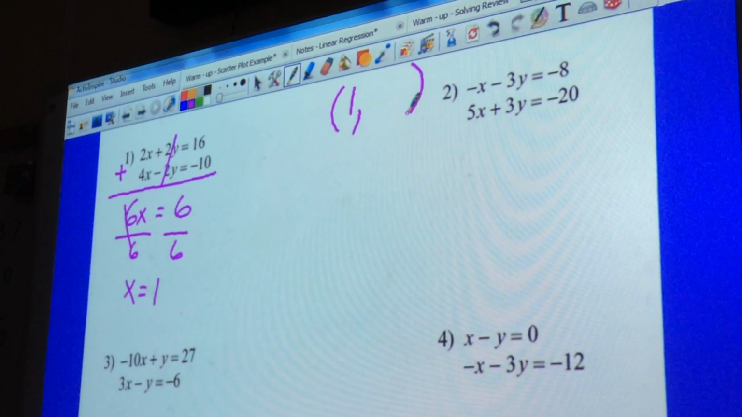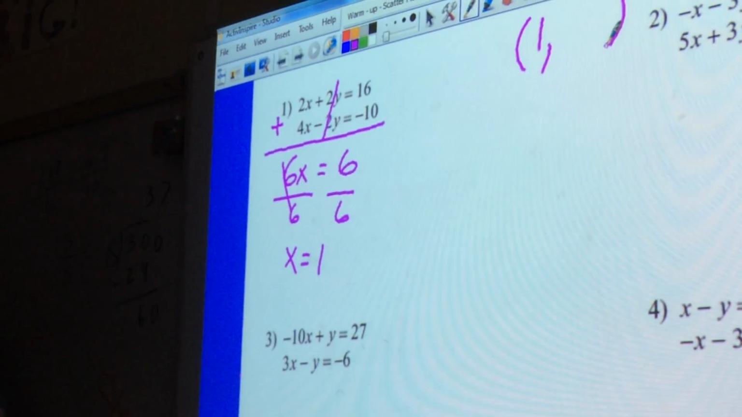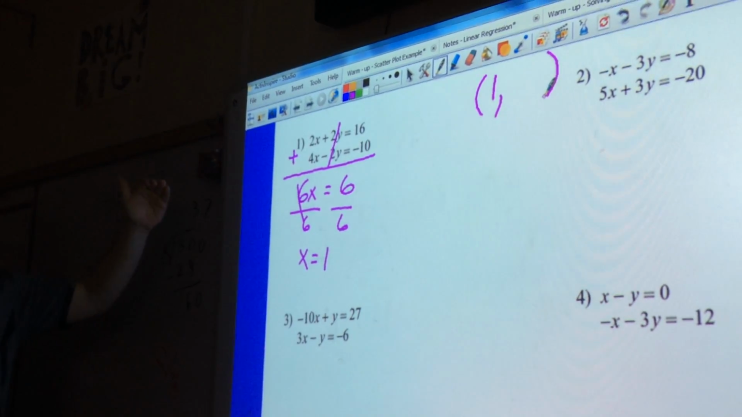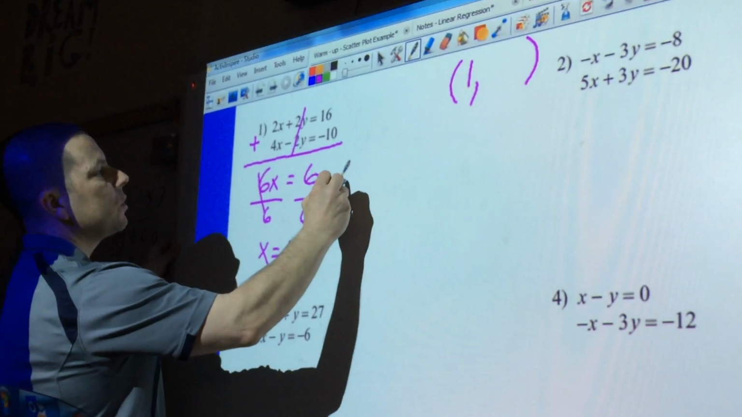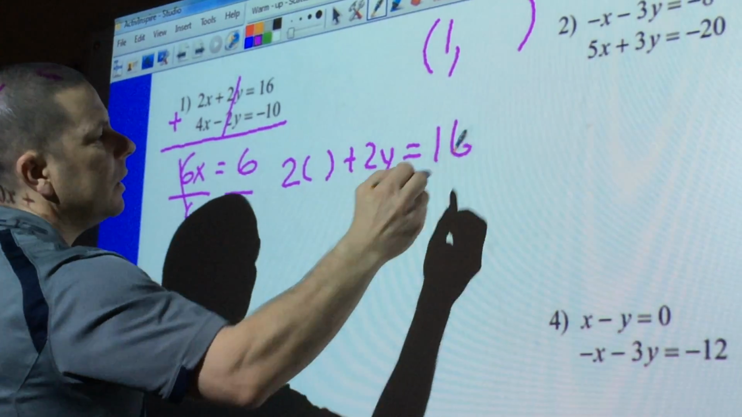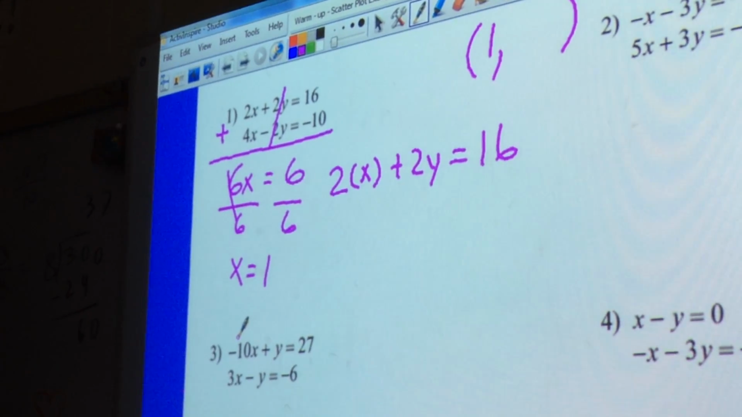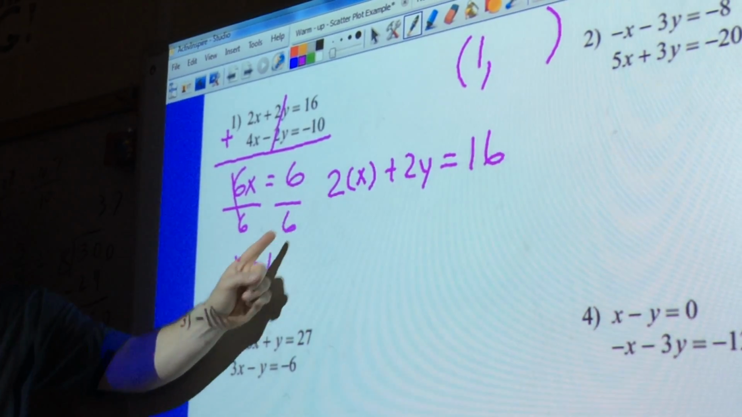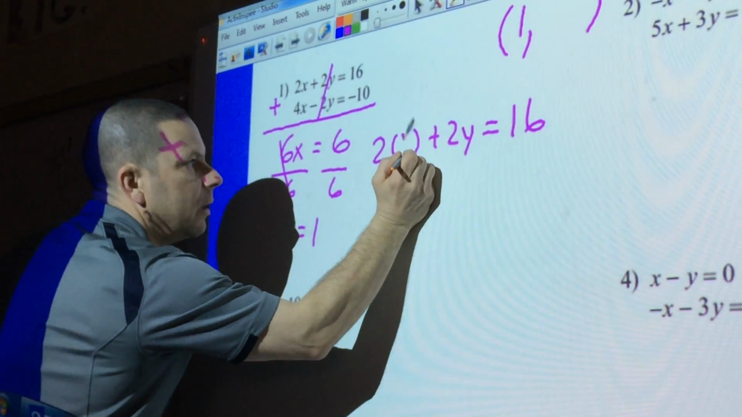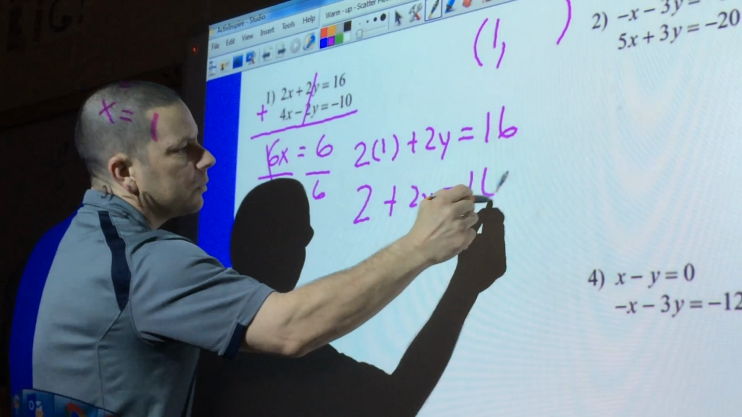We can find the y-coordinate by plugging that x value back into either of the two original equations. I'm going to go with the top one since everything's positive there. So I have 2x plus 2y equals 16. So there's the top equation, right? 2x plus 2y equals 16. But I'm going to replace this x with the 1 that we got in the first part. So I pop 1 in there, and 2 times 1 is 2, plus 2y equals 16.